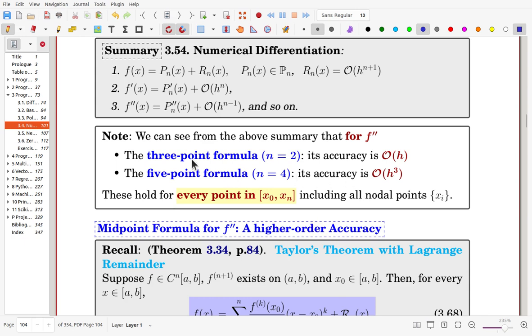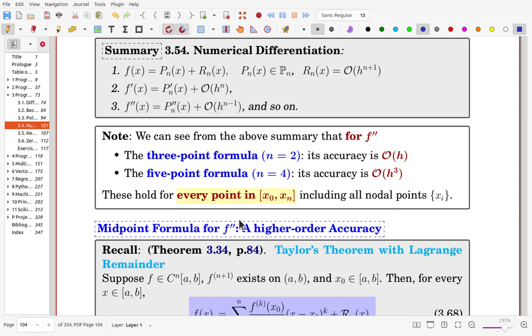So that one, for example, this is true for every point x0, x1, x2. But if we are focusing on the midpoint x1, then here we can get the second order for the second derivative. That we'll see the possibility.